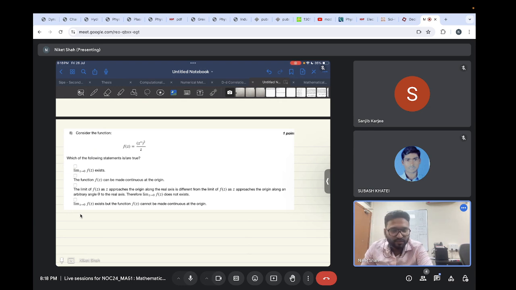That's the first statement. So now you know how to evaluate whether a certain limit exists or not. That we just saw. We tried to evaluate in 3 different directions. So something similar has to be done for the first statement to check whether it is true or not. So I am not going to do the first statement. Second part is the function can be made continuous at the origin. How will you check whether this is correct or not?